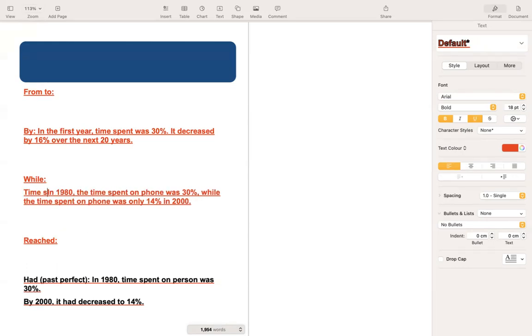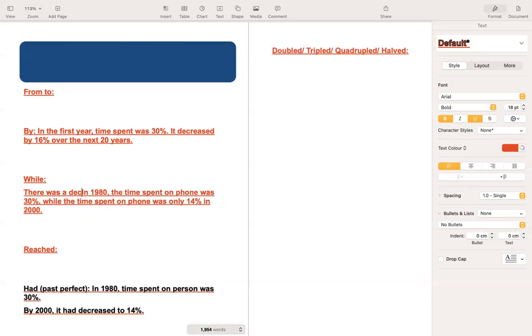"Decrease" here, from 30 to 14. There was a decrease in time spent on phone, while on what? Now, so that's the complete way. Here you make a separate sentence for the decrease, and after the decrease you give the data like that. In 1980 it was 30%, while the time spent on phone in 2000 was 14%. I'll just make it "was", otherwise it's looking odd. So like that. Is it clear?